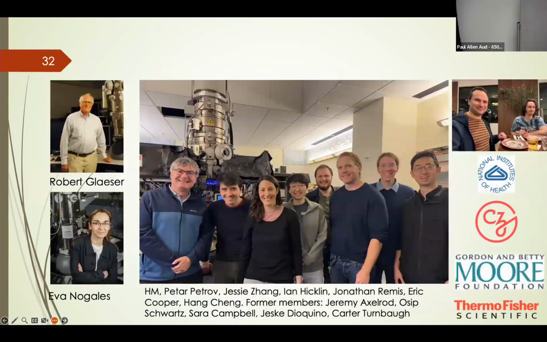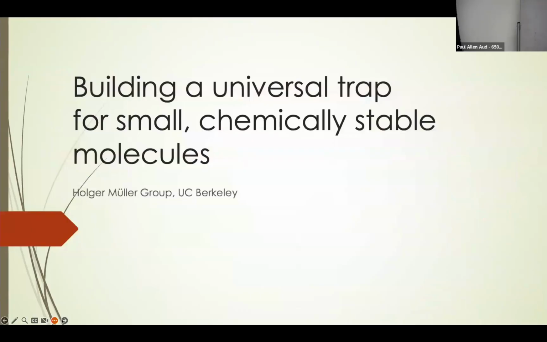But I want to show you another application of these cavities, building a universal trap for small chemically stable molecules. So sometimes applying atomic physics methods to a new field challenges us to develop something that you can then bring back to atomic physics. And we want to use the cavities developed for this that do reach very high intensity to make a trap for molecules.